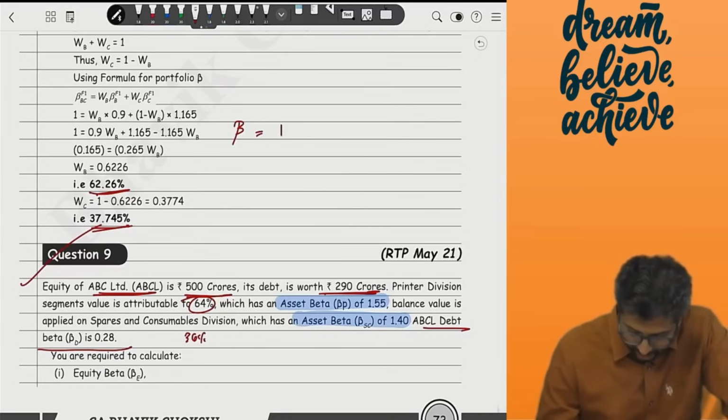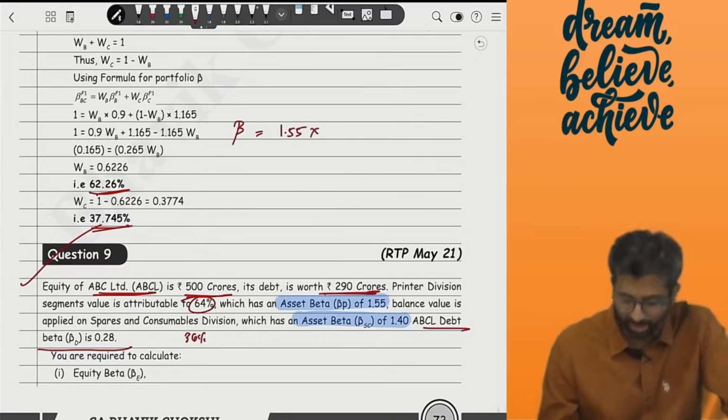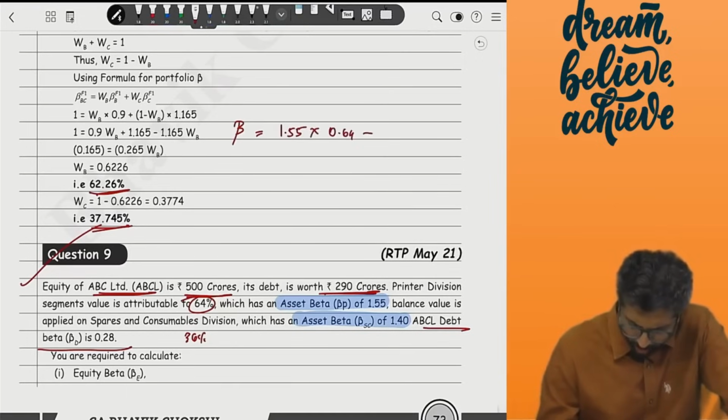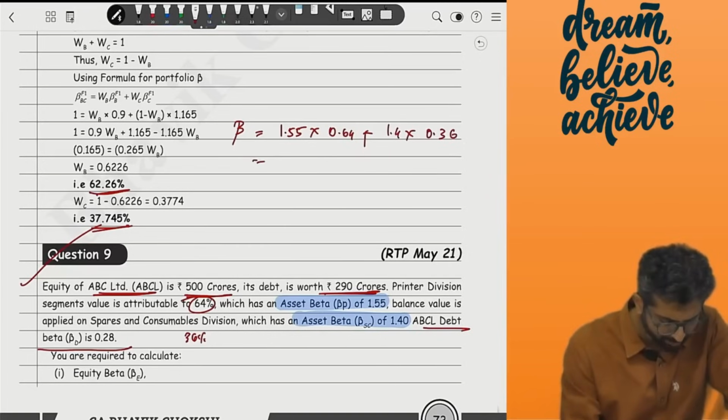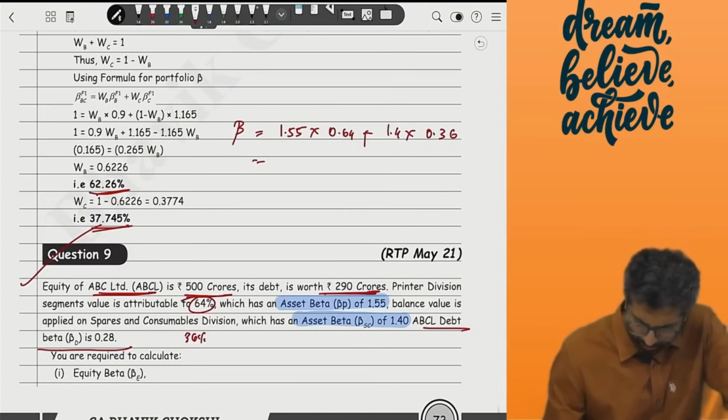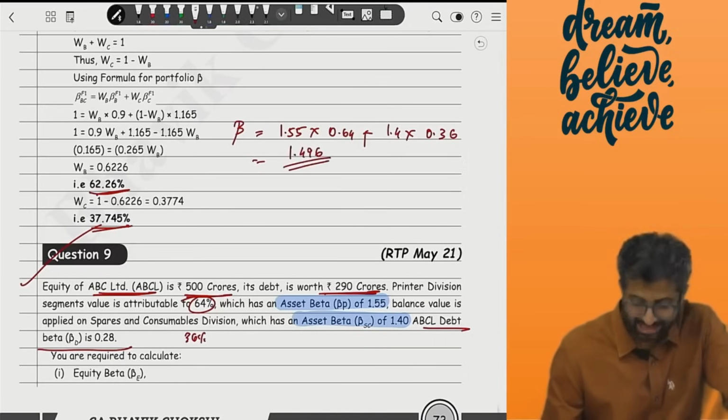One of the divisions has an asset beta of 1.55, and its weight is 0.64. The other division has an asset beta of 1.4, and its weight is 0.36. So if I do 1.55 into 0.64 plus 1.4 into 0.36, you will get 1.496. Now this is your asset beta.